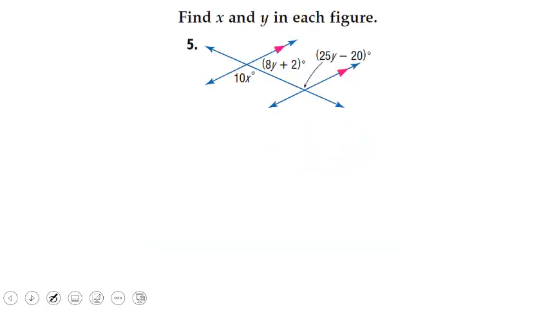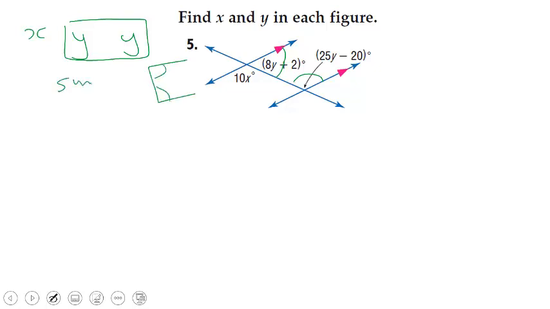In this picture, I have got 10x, I've got 8y, and I've got 25y. I don't have any angle that is given to me. I've got parallel lines and I've got two variables. I'm going to do these two because they are the same variable. So I'm going to look at this angle and this angle together. If I resketch that, it looks like this. And we know that this is the sum of co-interior angles equal 180.